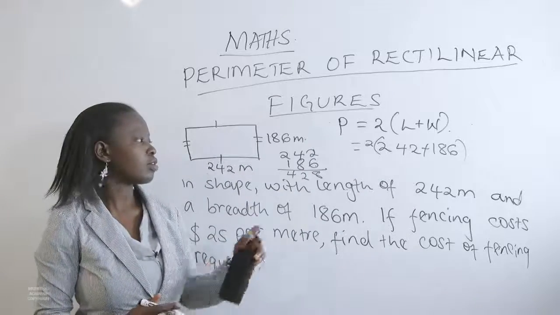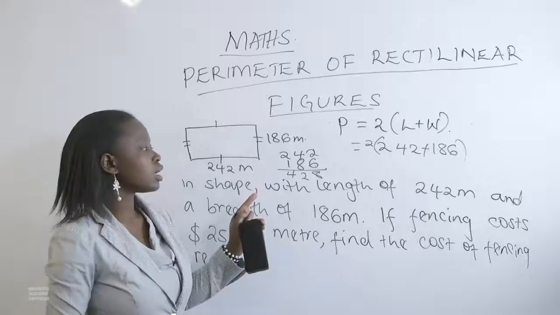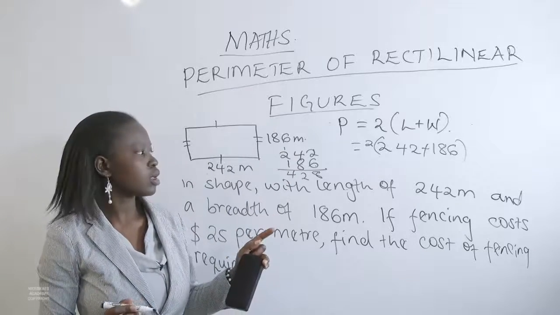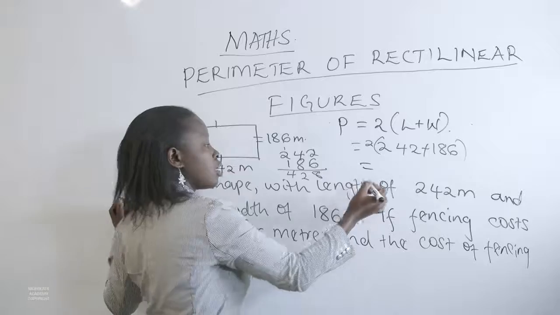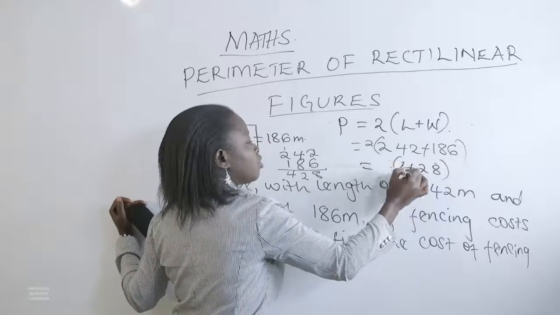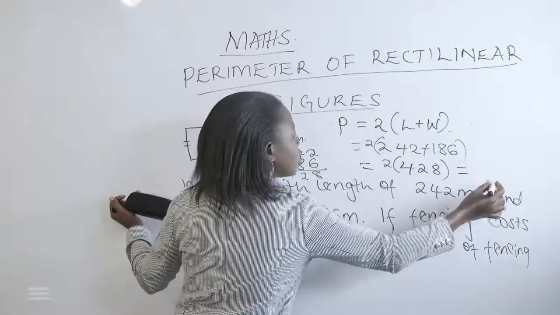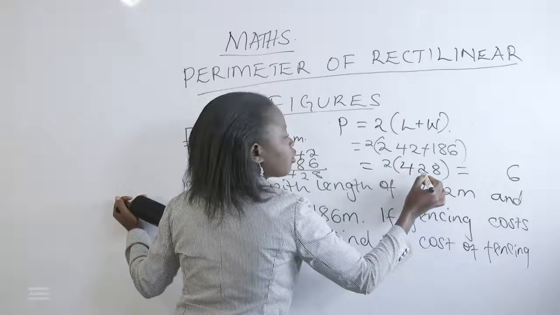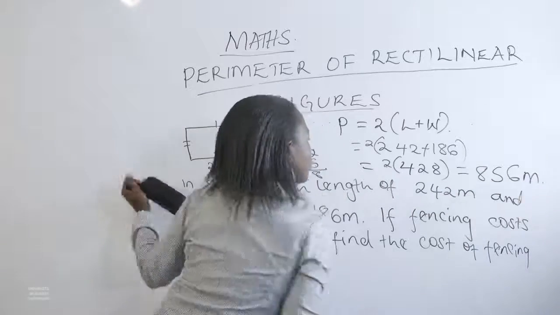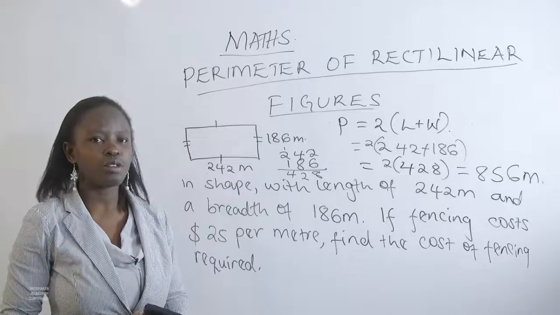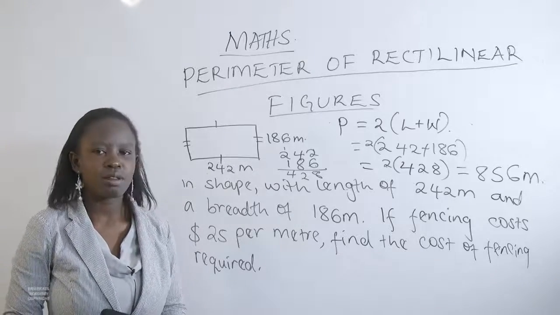242 plus 186. 2 plus 6 is 8. 4 plus 8 is 12. Write 2, carry 1. 2 plus 1 is 3. 3 plus 1 is 4. So this gives us 242 plus 186 is 428. Then we multiply by 2. When we multiply by 2, then we have 856 meters. So it means the perimeter of this given figure is 856 meters. That is just the perimeter.